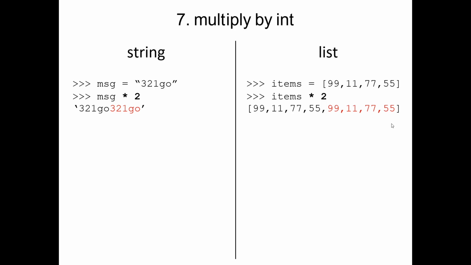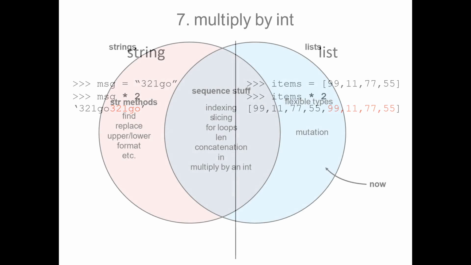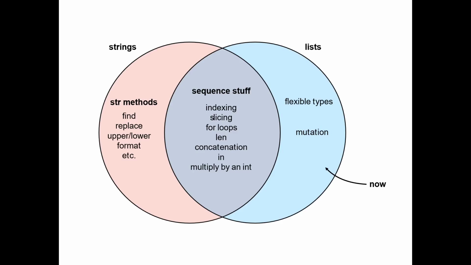And again, those of you guys who are good with math, you've seen vector addition, vector multiplication. This is not what's happening here. Python does not do vector math with lists like this. Instead, it's just going to have 2 copies of the list, create a new list, and make it bigger. All right, so that was all of the things that strings and lists have in common. All of the sequence things right here: indexing, slicing, for loops, length, concatenation, in, and multiplication.